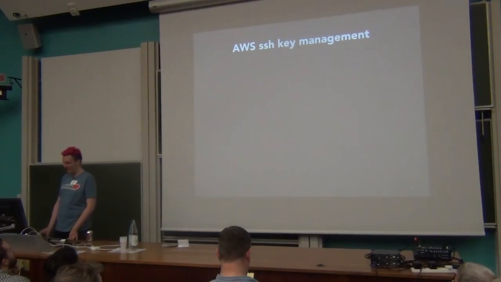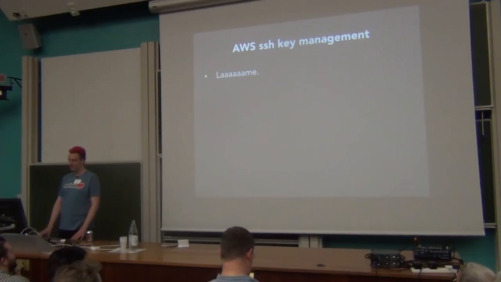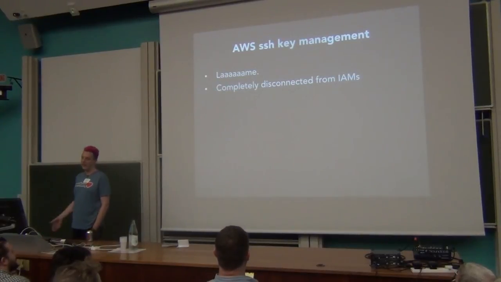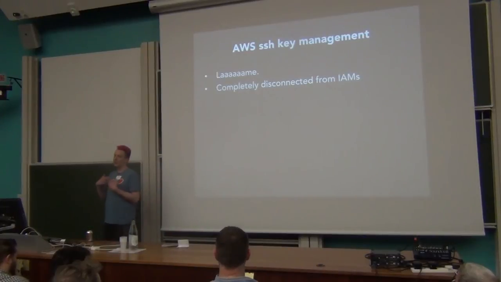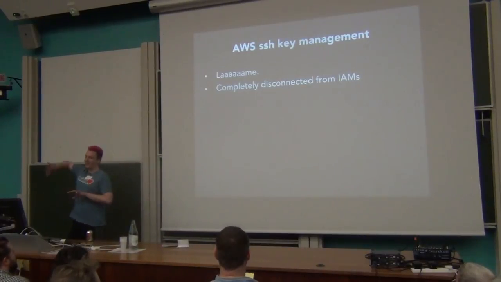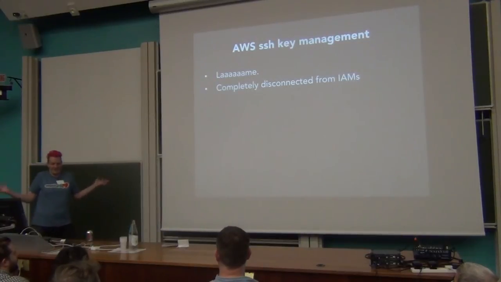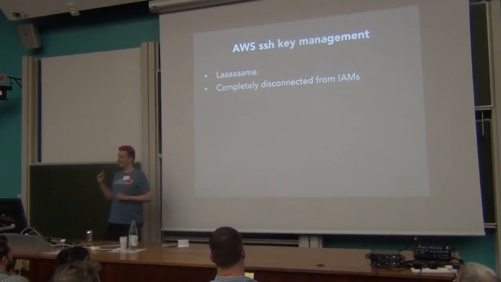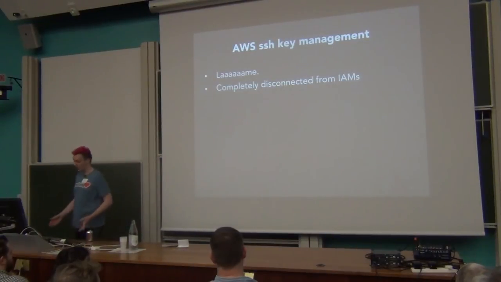Okay, so pet hate here. I think it's probably a few other people's pet hates, but the Amazon SSH key management can basically be described as one word. Lame. Because it's completely disconnected from the IAM. So you have this entire nice granular security thing, and then completely separate on the side, there's SSH keys. What? And so basically the way that Amazon works, if you're doing the simple thing, is you provide an SSH key, that SSH key gets injected into the instance you're going to launch, and then that's how you get in as root to start with.